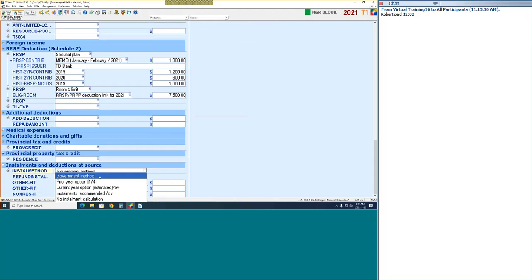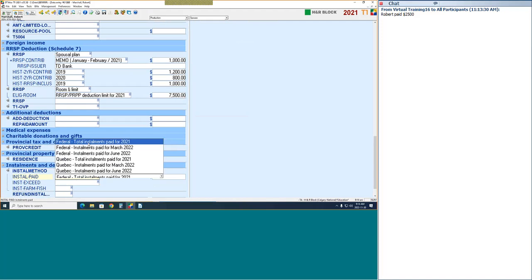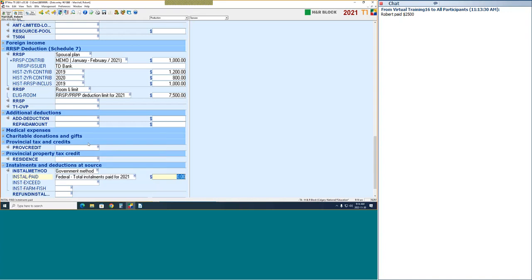When we're reporting installments that were actually paid, which is what we're doing now, we're going to say government method. Then we get to say install paid. What did they pay? And the answer is federal total installments. That's always the line we're going to select. We're not going to pick the other ones. Federal total installments for 2021, $2,500, and that's it. Other sections are not relevant to the tax return, so we're not going to enter them.